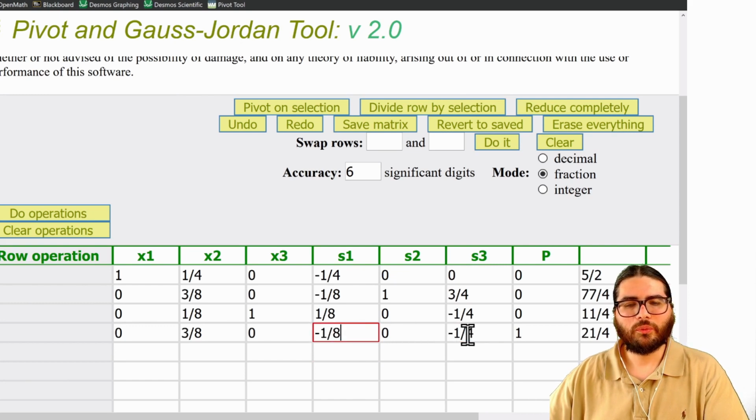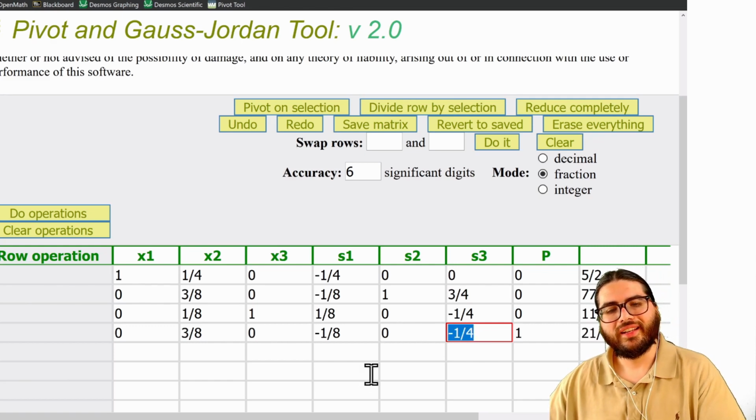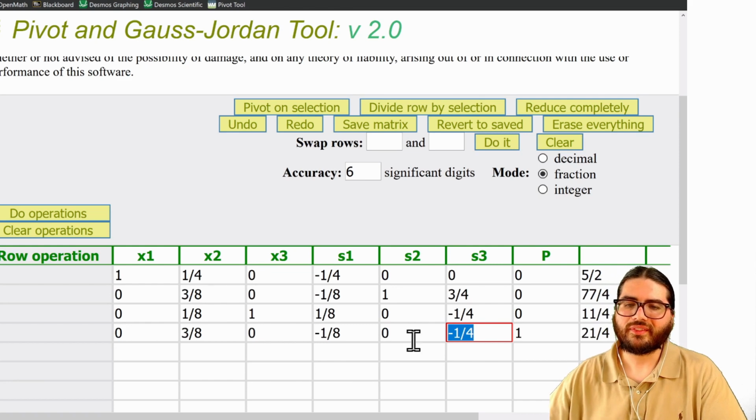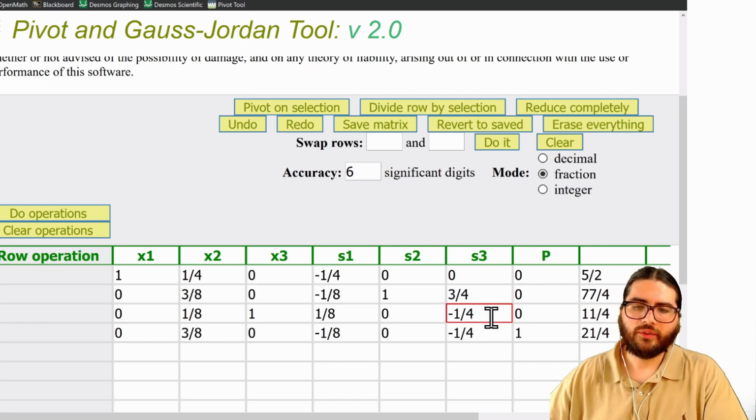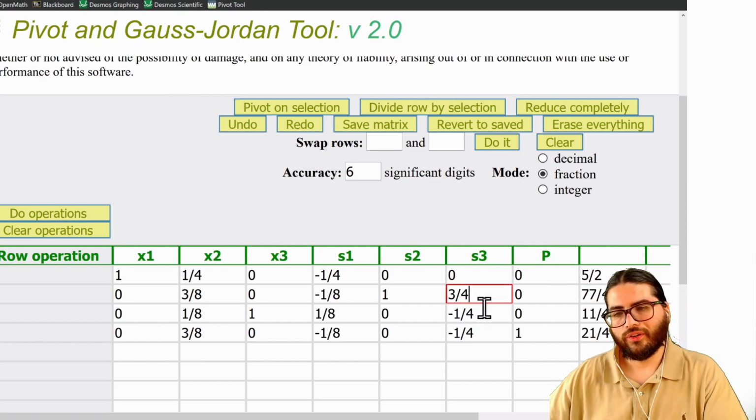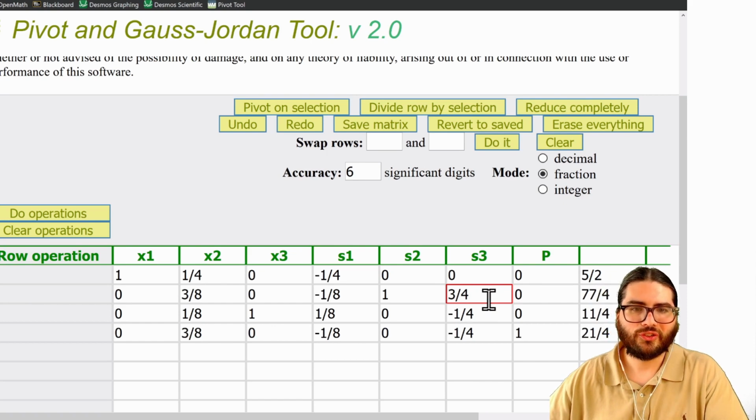If I look at the negative numbers, I pick the biggest negative number. Negative 1/4 is bigger than negative 1/8. We do the ratio. Normally I would say don't bother because the only positive ratio is going to be here. 11/4 divided by negative 1/4 is negative 11. 77/4 divided by 3/4 is 231. I'll let you use your calculator.